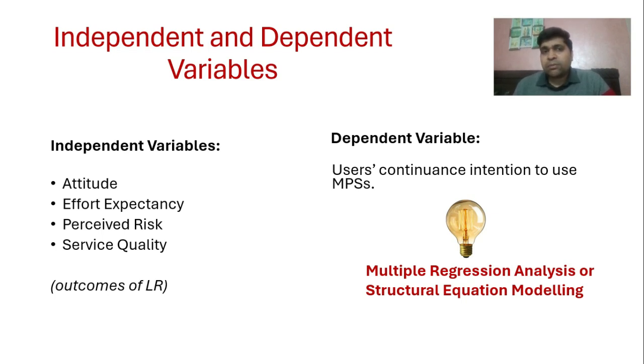Why will I continue? If my attitude is positive, I will continue. If my effort expectancy is less, effort is to be done, so I'll continue. If my perceived risk is low, then I'll continue, and if my service quality is high, then I will continue. So this is what the relationship is established with the dependent variable.